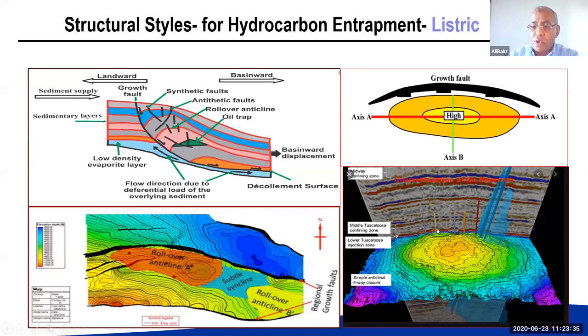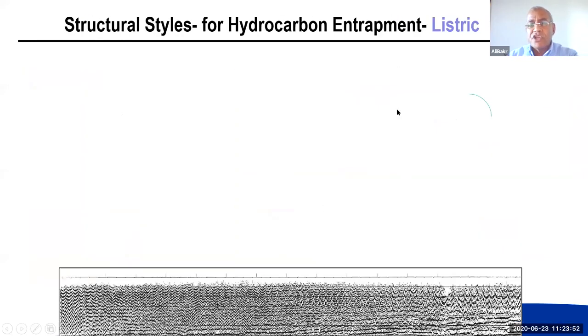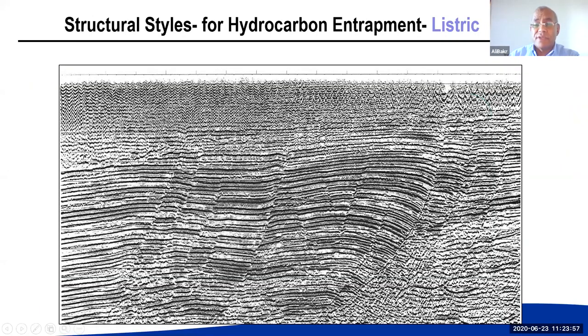the anticline, and the rollover anticline usually has an axis. This axis is parallel to the fault that produced it. To the left, there is also a crescent-shaped fault from the seismic, and then you have the rollover anticline. Those are the two structure styles that you can see on the seismic.